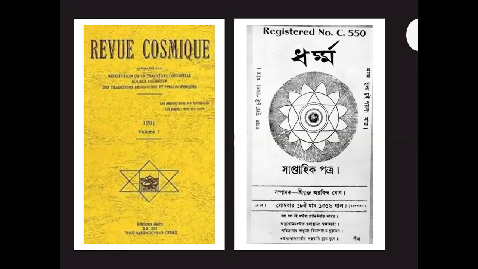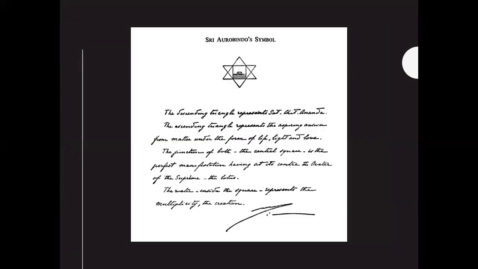So let's start with that, because the Mother gave an explanation for this symbol that they were using in this magazine when she met him. And this is what she says. The descending triangle represents Sat Chit Ananda. The ascending triangle represents the aspiring answer from matter under the form of light, life, and love. The juncture of both, the central square, is the perfect manifestation, having at its center the avatar of the Supreme, the lotus. The water inside the square represents the multiplicity, the creation.